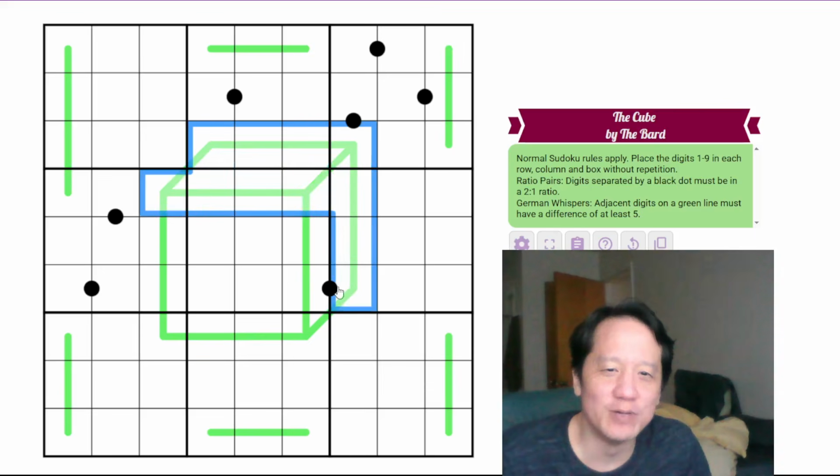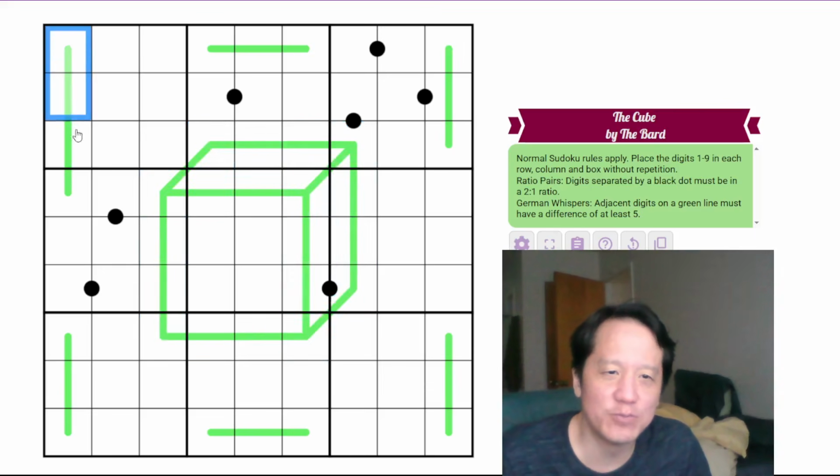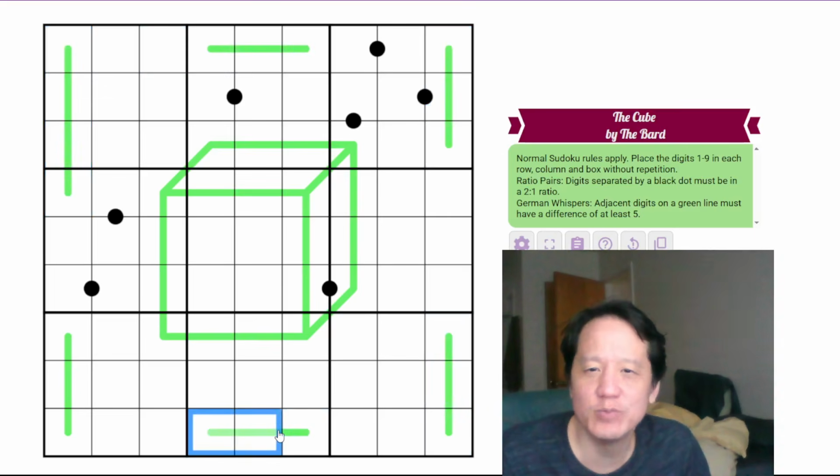And this is the cube, obviously. We have other portions here, which are, I don't know, amplifying the cube? I'm not sure. But let's get to the rules.